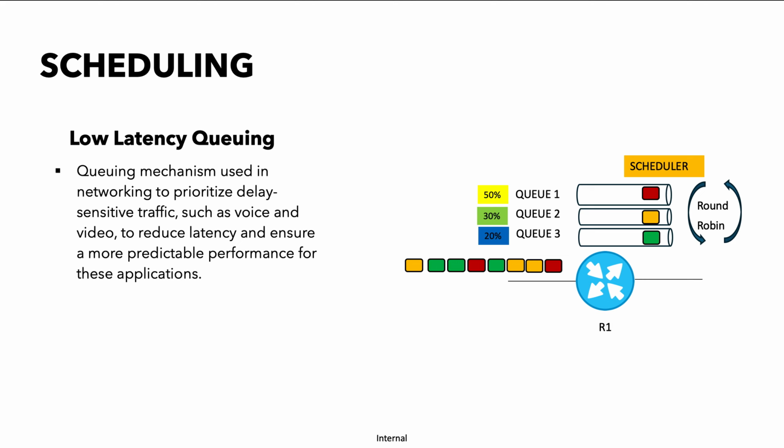So LLQ solves this problem by telling the scheduler to treat one or more queue as special priority queue. So it offers needed low delay, jitter and low loss for that traffic in that queue. For example, the queue in which you pass the voice packet, so make it as a LLQ or low latency queuing. So every time the packet comes, it will be treated with a special attention. It will give special attention to that queue.